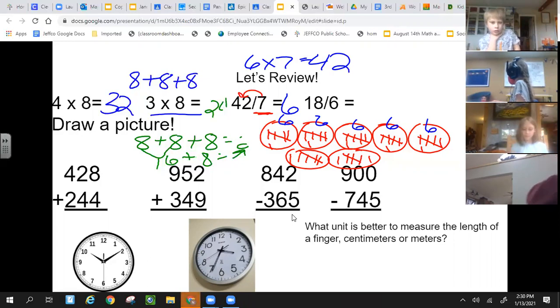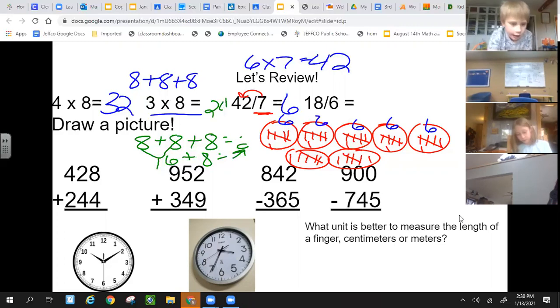Now, this time we have 18 divided by 6. Who can explain how to solve that problem? 18 divided by 6. How about Robert? And Robert, remember, no food during our Zoom time.